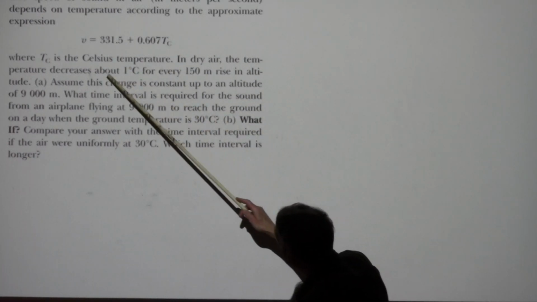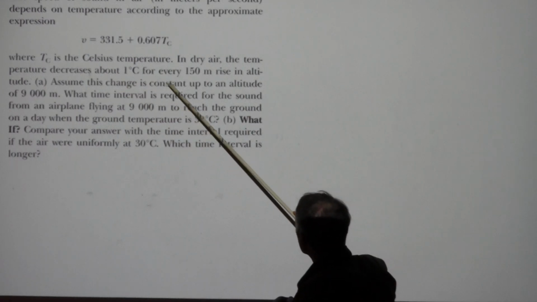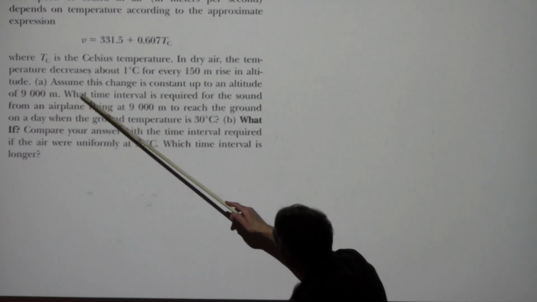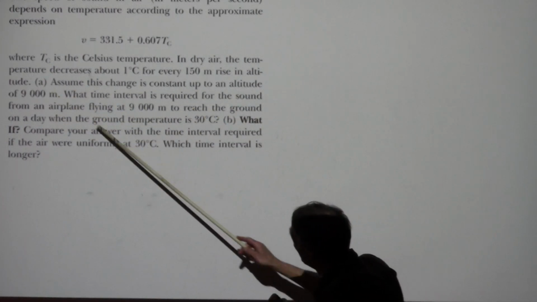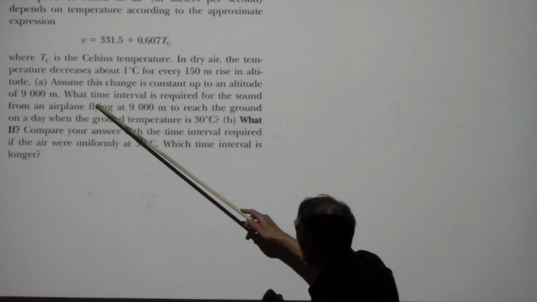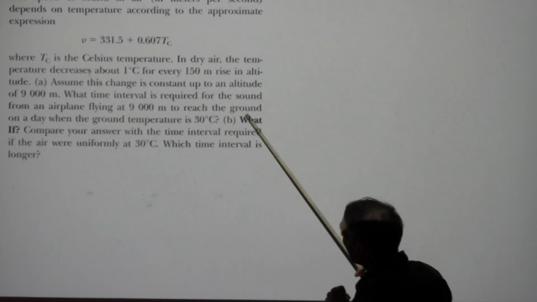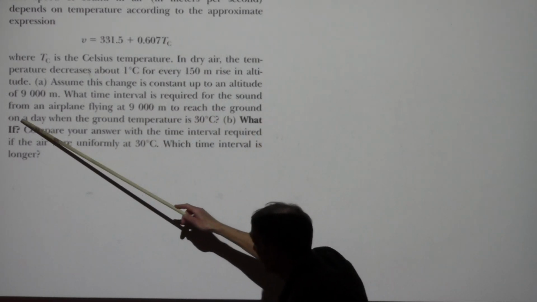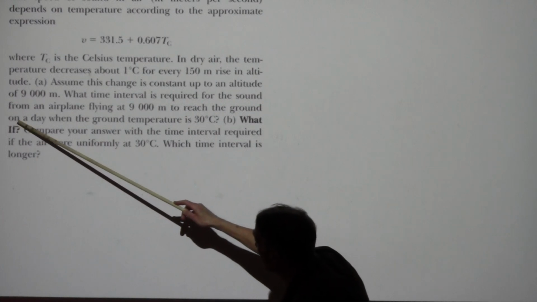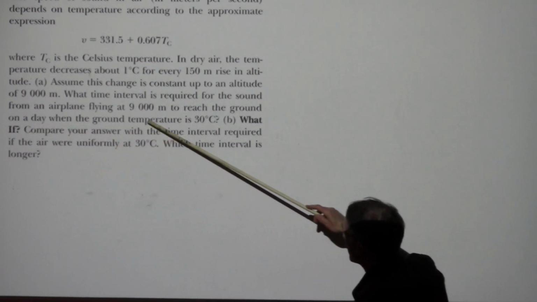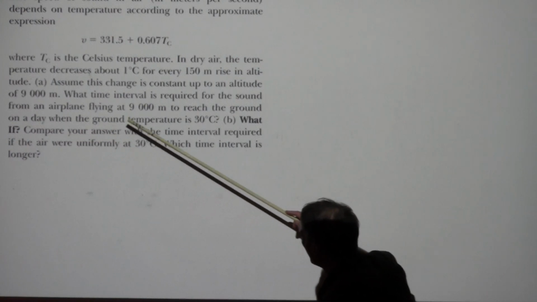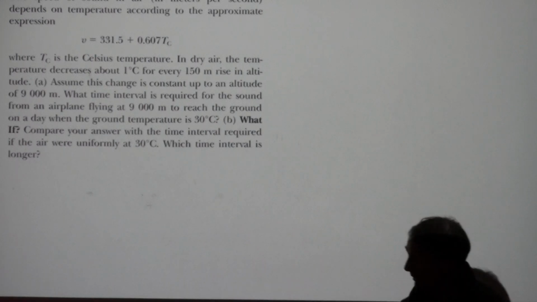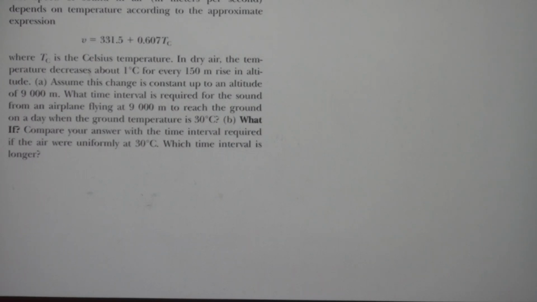In dry air, the temperature decreases about 1 degree Celsius for a 150 meter rise in altitude. Assume this change is constant up to an altitude of 9,000 meters. What time interval is required for the sound from an airplane flying at 9,000 meters to reach the ground? You see the kind of parallel with what we're doing, only this is with sound instead of the wave on the string. This is on a day when the ground temperature is 30 degrees Celsius. But forget the what-if in a second here. We've got enough to chew on.